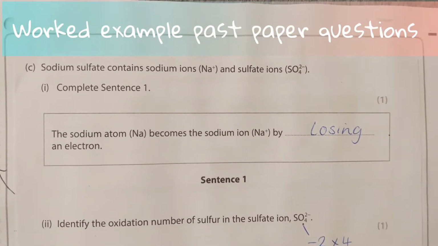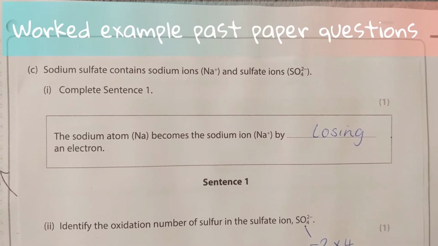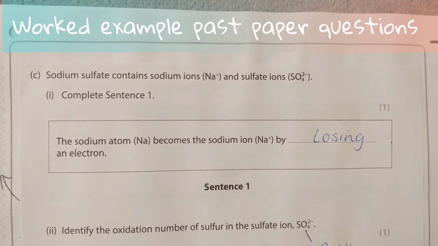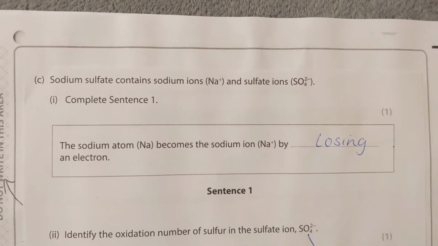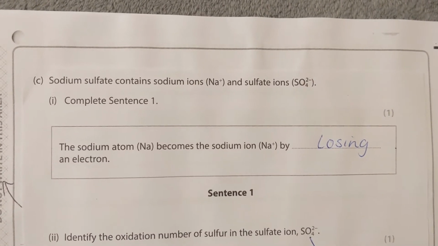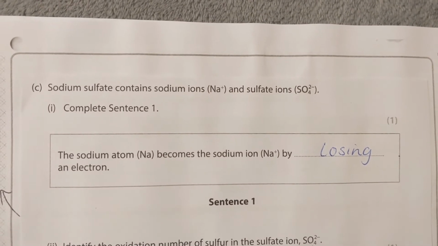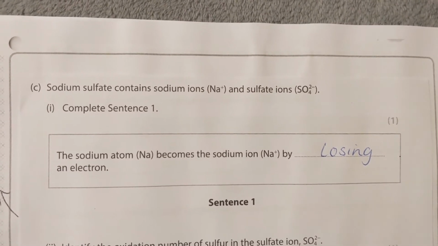The first one says, complete sentence 1: the sodium atom becomes a sodium ion by something, an electron. So it's forming a 1+ ion. Electrons are negative. That means we are losing, or we could have written transferring, an electron.